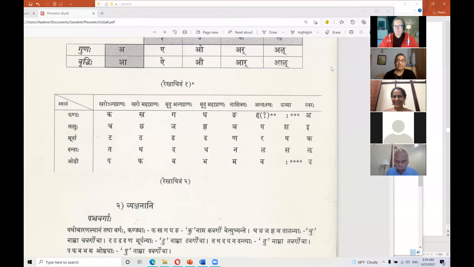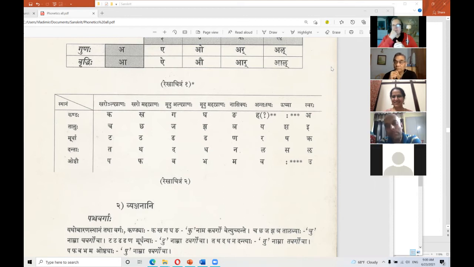Excuse me, sir. Is it also simulating pranayama, as close to visarga as possible? Yes, there are too many mahapranas in Sanskrit. And that's why there was a speculation in the classical period that women should not speak Sanskrit, because there are too many mahapranas. This is a big thing.